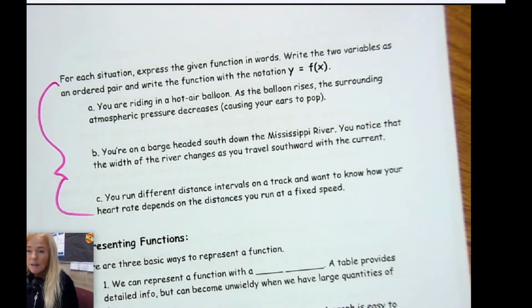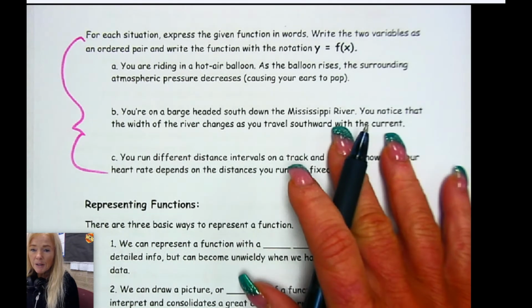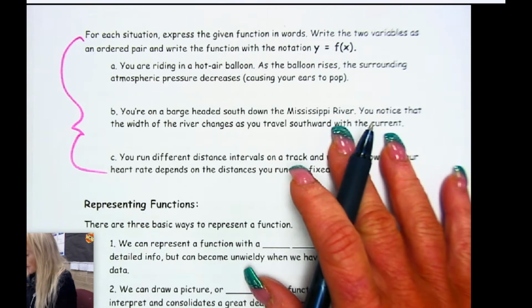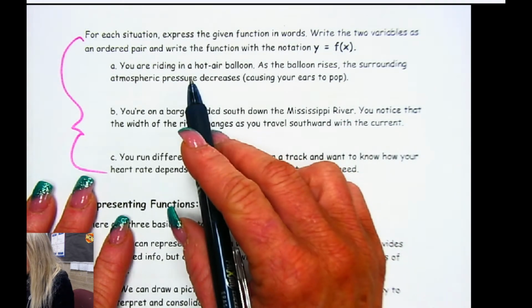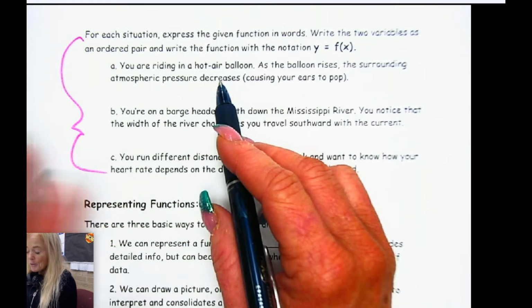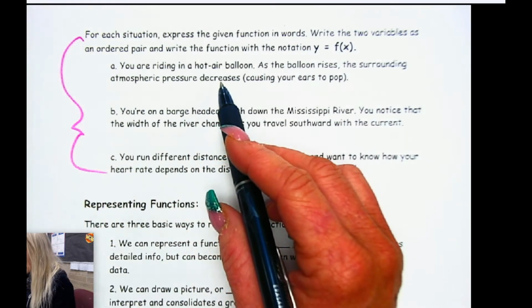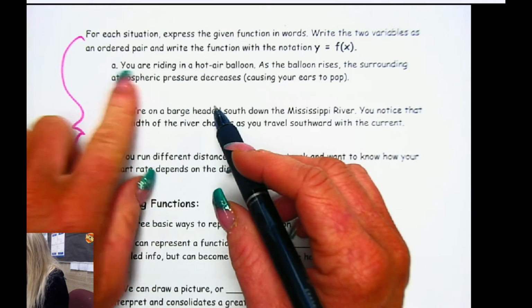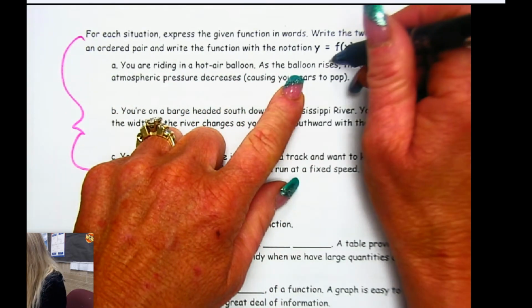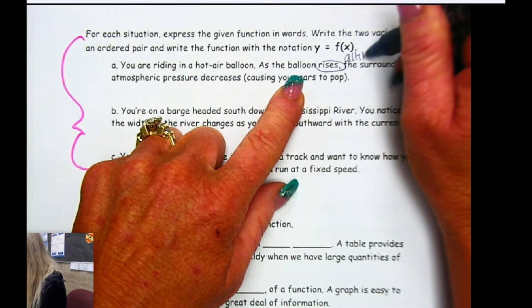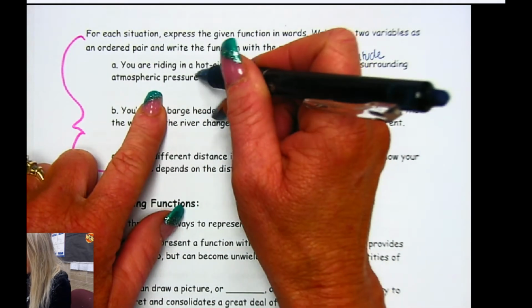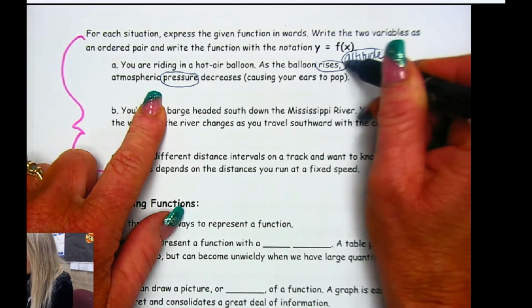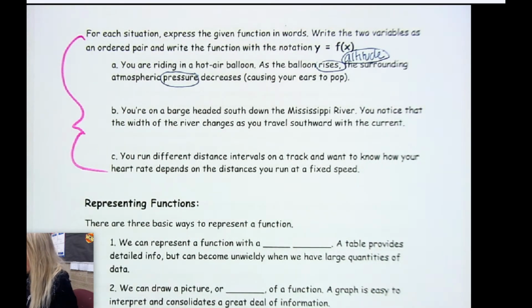All right, you are riding in a hot air balloon. As the balloon rises, the surrounding atmospheric pressure decreases, causing your ears to pop. So what we have are two variables that aren't time, are they? Neither of the two are time. You're riding in the hot air balloon, the balloon rises, so that's going to be altitude. The surrounding atmospheric pressure decreases, so pressure. So we have altitude and pressure as our variables.